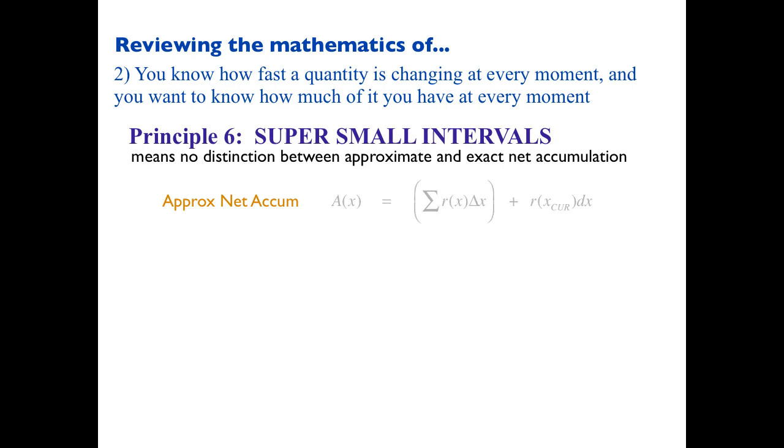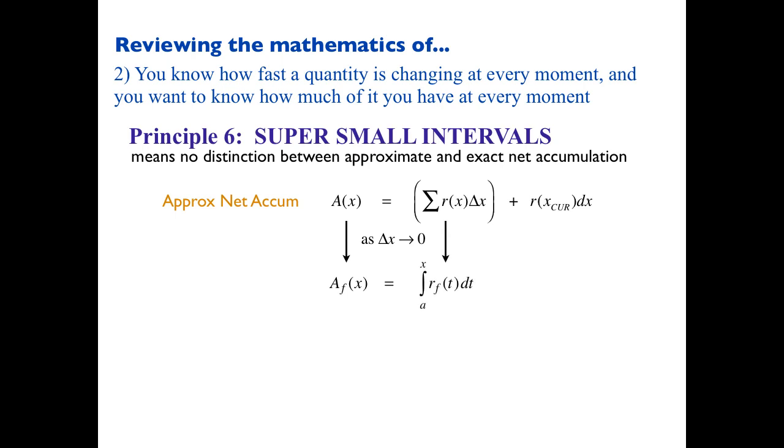So what was our approximate net accumulation? That was the one I just showed you, right? And so we let what? So now super small intervals would be like saying let delta x get just really close to 0. Close enough, right? How close to 0? Close enough so that we can't tell the difference in the end, right? And so what happens? Our approximate accumulation function becomes exact.